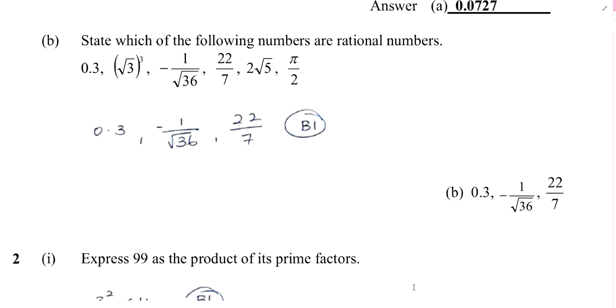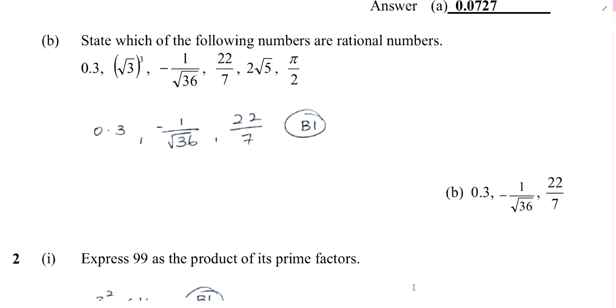Okay, what about the rest? For example, the cube of the square root of 3. If you punch it in your calculator, you'll see a whole list of numbers that never end. So that is an irrational number. Likewise for 2 root 5 and pi over 2.